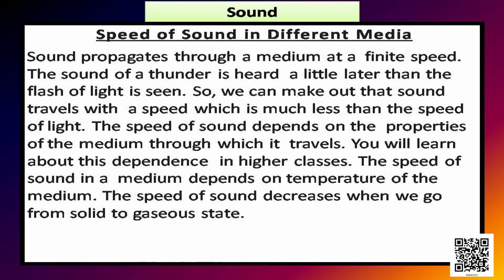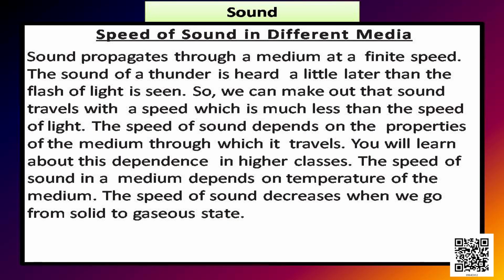Students, let us now discuss the speed of sound in different media. Sound propagates through a medium at a finite speed. The sound of thunder is heard a little later than the flash of light is seen. So we can make out that sound travels with a speed much less than the speed of light. That is why when there is thunder and lightning, we see the lightning first and after some time we hear the thunder, because of the difference in speed. The speed of light is much greater than that of sound.